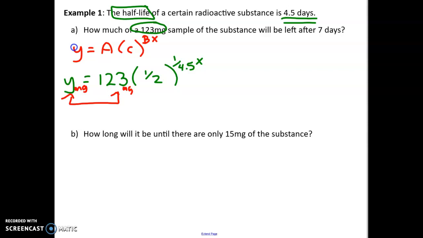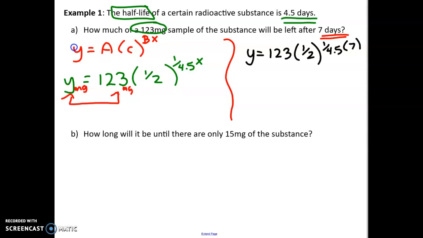So how much is left after x days? For the first part here, it says how much is left after 7 days. So the 7 is x. And this is now the exponential solving. So this is more like chapter 7, where we plug in 7 for x. The 7 will have to get divided by the 4.5 before we apply it as an exponent to the power of 1/2.